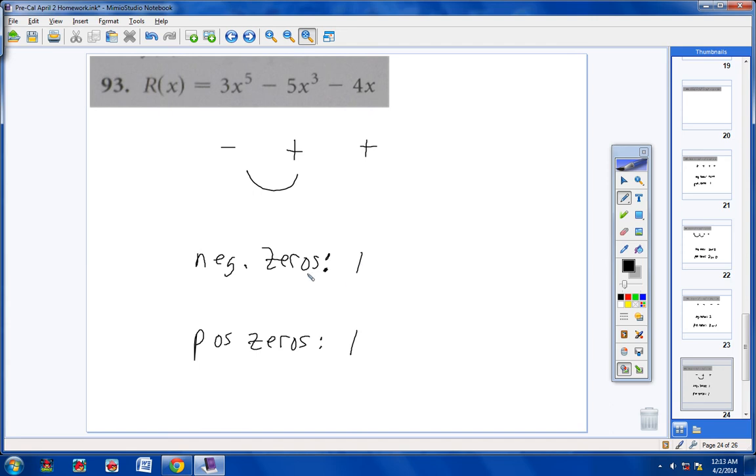Okay, I will have 1, negative 0 for sure, because I had 1 sign change right here after I had substituted my negative x's in everywhere there was an x. Okay, all right, that's number 93.